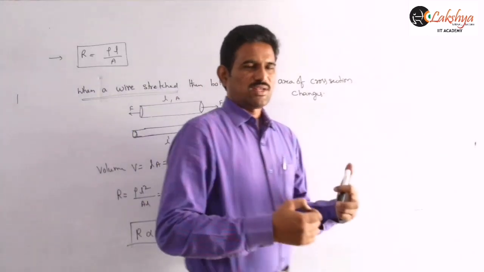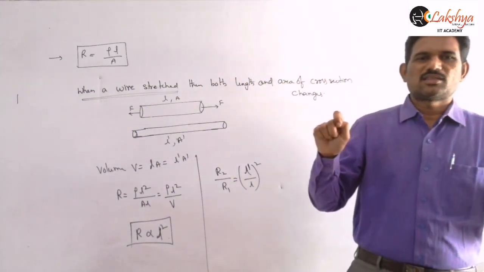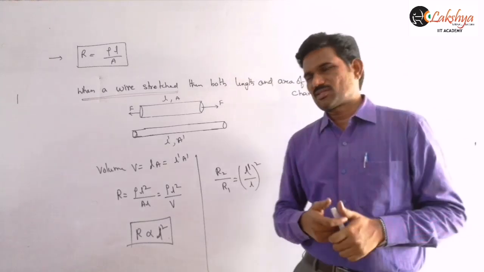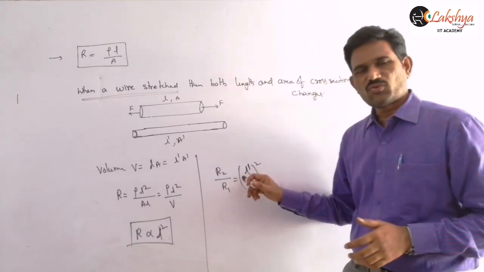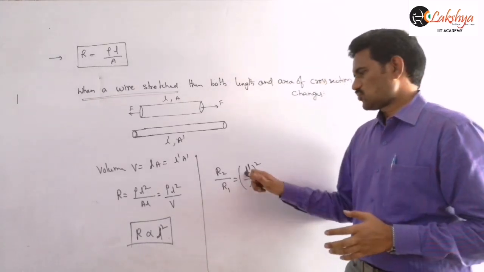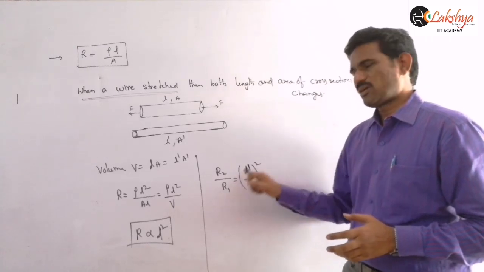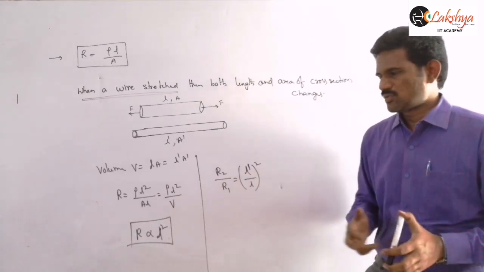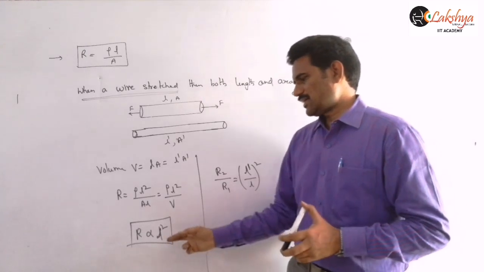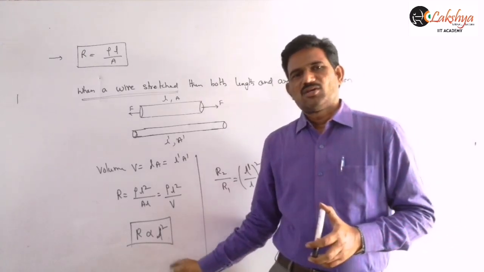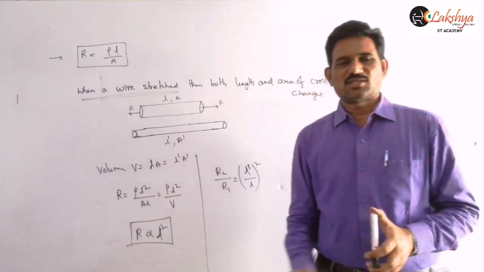For example, a wire is stretched such that its length is doubled. If such information is given, then L dash is nothing but 2L, and we need to substitute that. So 2L by L, squared, is 4, so the resistance will be increased by 4 times. Such questions you can directly answer if you remember this equation. So whenever a wire is stretched, you can use this equation.